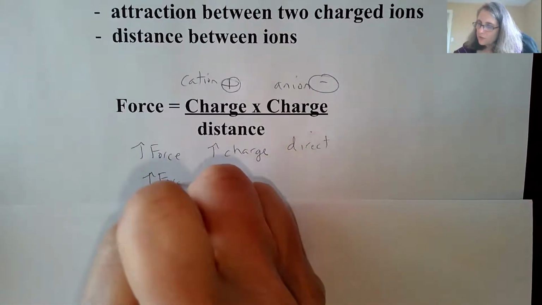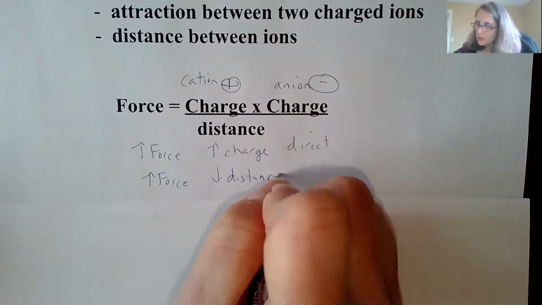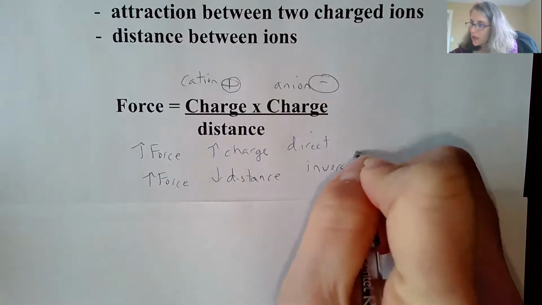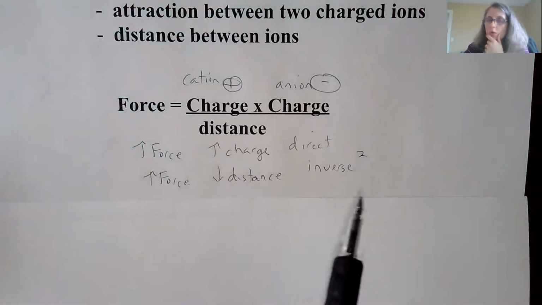If I increase the force with respect to distance, it's actually an inverse relationship. It's an inverse squared, actually, if you remember. So it's an inverse squared relationship with distance, because if I could get two magnets closer together, they will have a stronger force than if the magnets are further apart. So this is our Coulomb's law.